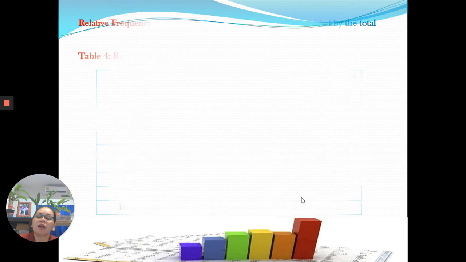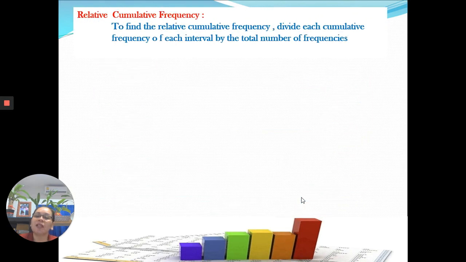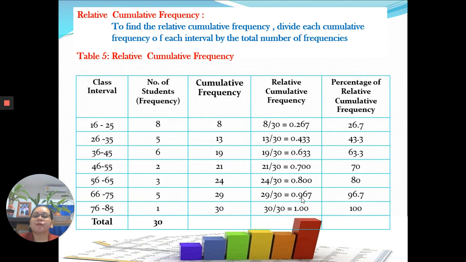Then we have the relative cumulative frequency. To find that, you divide each cumulative frequency of each interval by the total number of frequencies. So your table would look like this. You have a column for class interval. You have a column for your number of students, which is your frequency. You have a column for your cumulative frequency. And then you have the relative cumulative frequency here, and of course the percentage of the relative cumulative frequency.